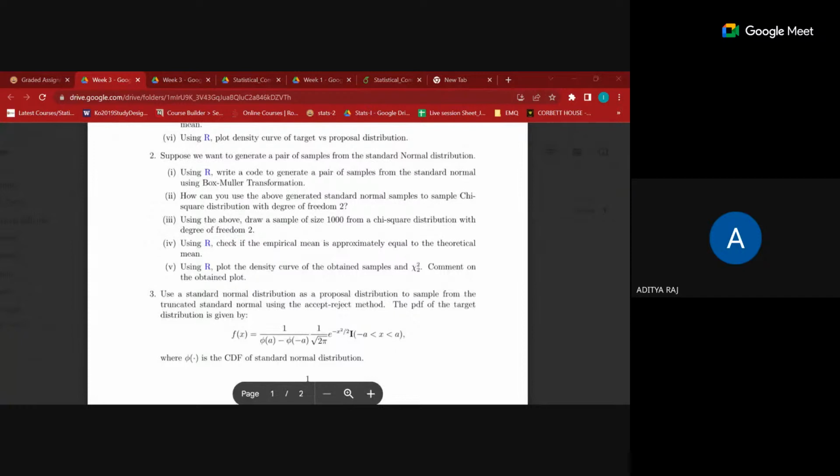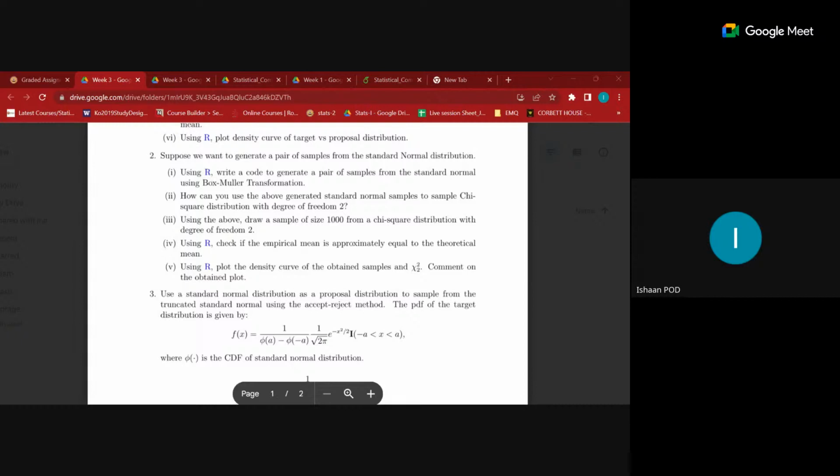So this function fx is a PDF of the truncated standard normal. I have to search for it now. Okay, I will search. Just do that. See, the purpose of this assignment is to explore. Okay, beta function.